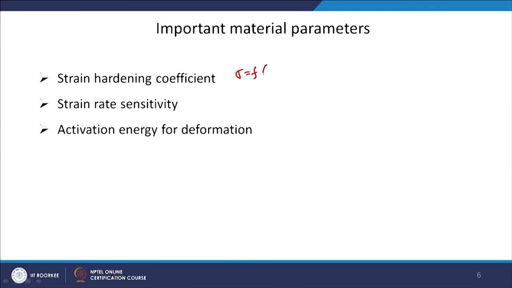Okay. Now, what important material parameters will you be trying to find out here? If your stress is a function of strain, then it is the strain hardening coefficient. If your stress is a function of strain rate, then it is the strain rate sensitivity. If your stress is a function of temperature, okay, it is the activation energy for deformation. Okay. So, these three are very important material parameters which you want to find out when you are developing the constitutive equation. Okay. So, these material parameters actually give you some indication of how the material is behaving under the deformation conditions. Okay. So, I will tell you one by one how you can get these parameters from the data in a simplified way right now.